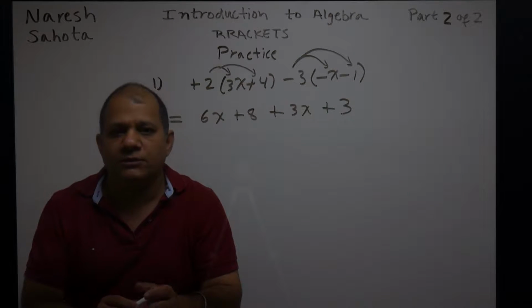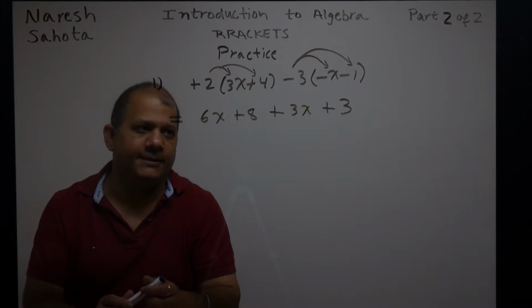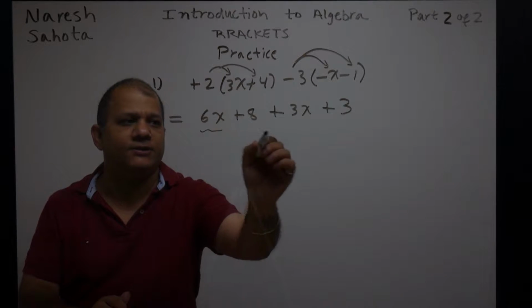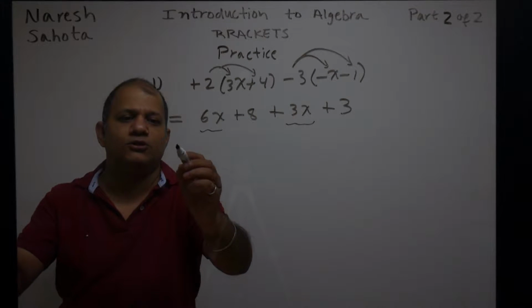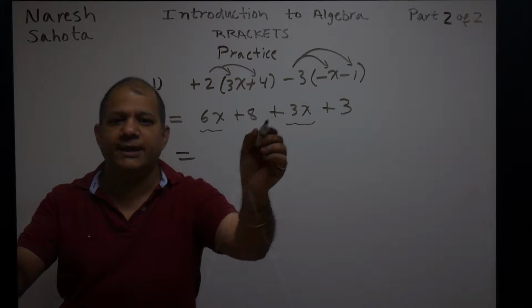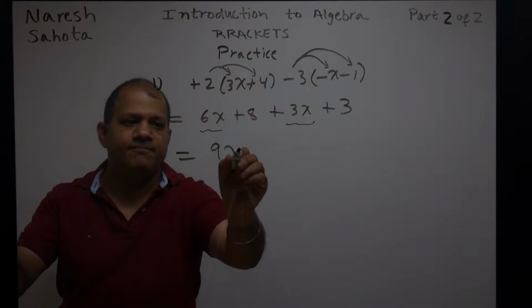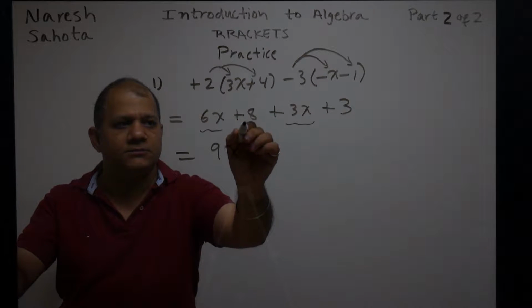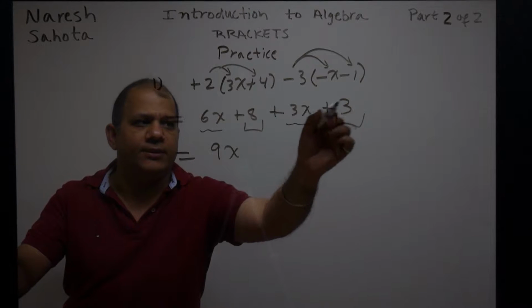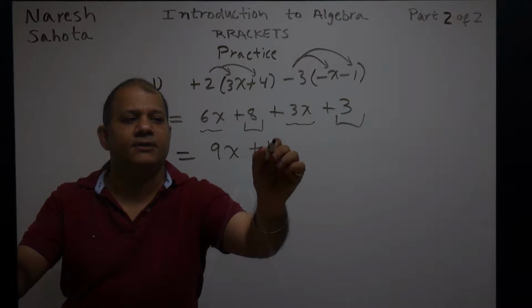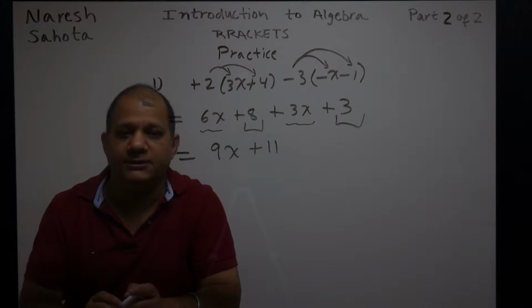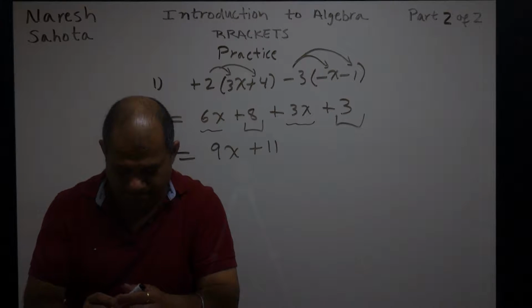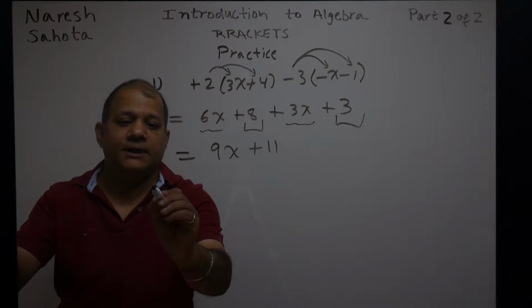Now what we want to do is collect like terms if there are any. So yes, we have an x term and another x term, and then we have two constant terms. So what's 6x plus 3x? That's 9x. And add the constants. So 8 and 3. 8 plus 3 is 11. And we're done. So that's the answer: 9x plus 11.